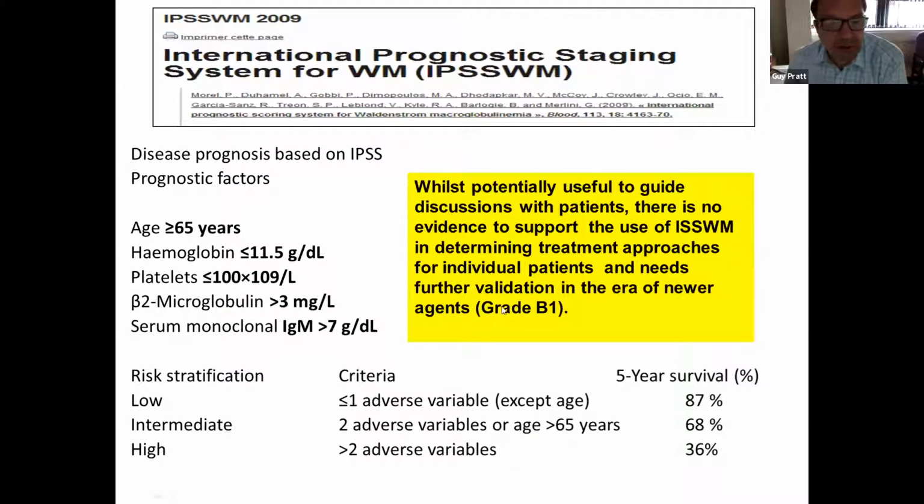So the staging system for WM is, unfortunately, I think, fortunately, well, I suppose you could say, because ibrutinib has come along, but the old staging system, I think, is a little bit in need of an upgrade in the era of newer agents. So it gets a slightly weaker recommendation, although it's worth recording, it's not actually as powerful.